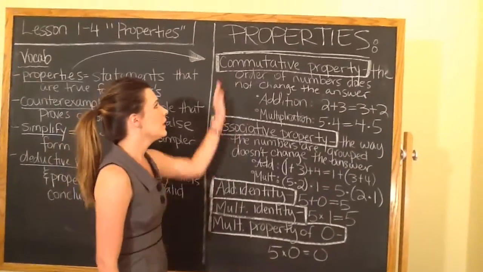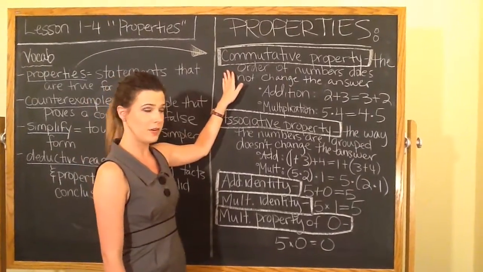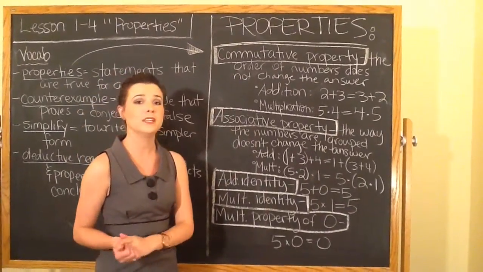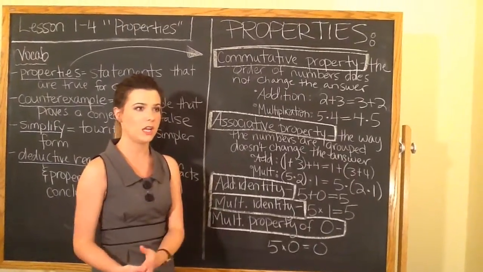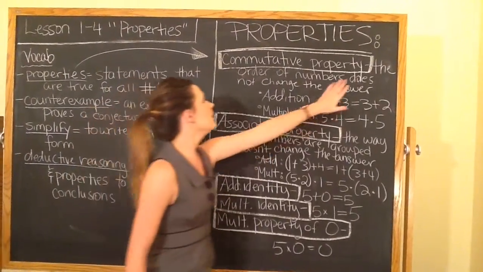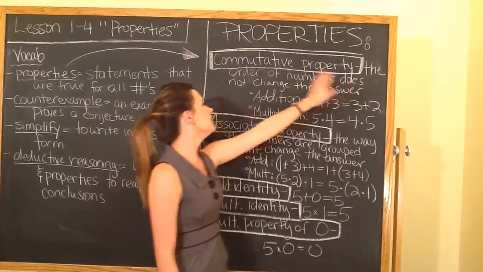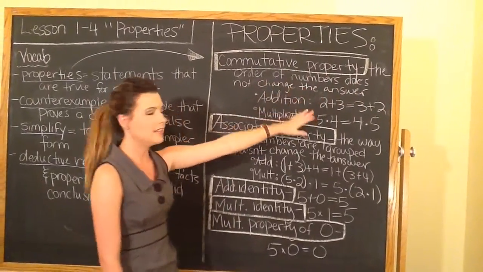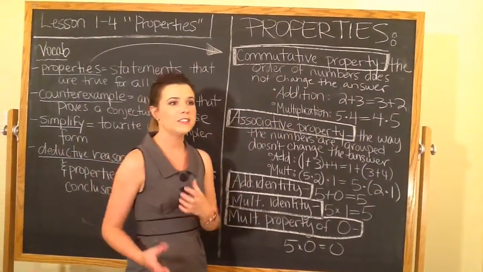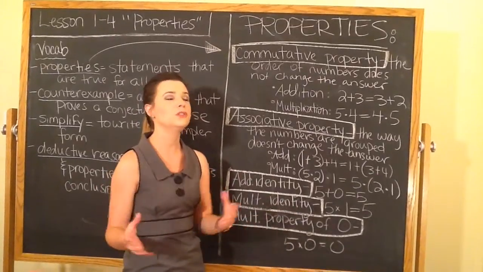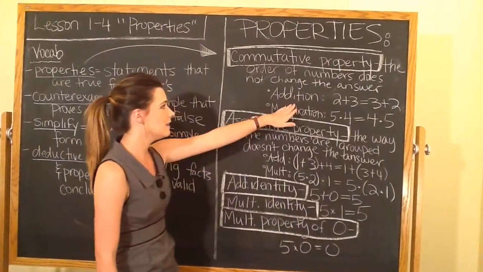The first property we are going to talk about is the commutative property. The way that it's easy to remember this one is by thinking about community. So let's think about this. The commutative property says the order of numbers doesn't change the answer. If you're in a community, it doesn't matter who you talk to, it doesn't matter what you do, you're all friends. So let's look at these examples.